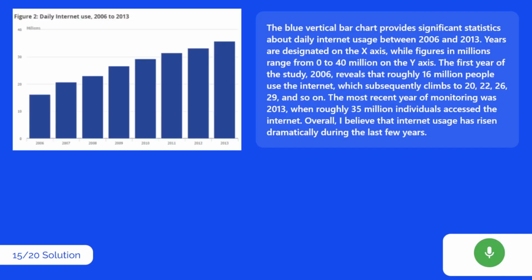The blue vertical bar chart provides significant statistics about daily internet usage between 2006 and 2013. Years are designated on the x-axis, while figures in millions range from 0 to 40 million on the y-axis. The first year of the study, 2006, reveals that roughly 16 million people use the internet, which subsequently climbs to 20, 22, 26, 29, and so on. The most recent year of monitoring was 2013, when roughly 35 million individuals accessed the internet. Overall, I believe that internet usage has risen dramatically during the last few years.